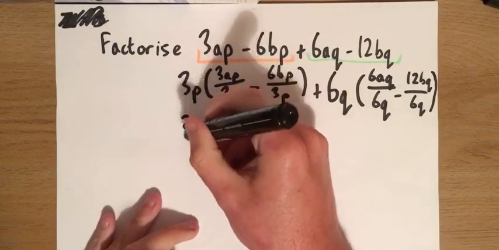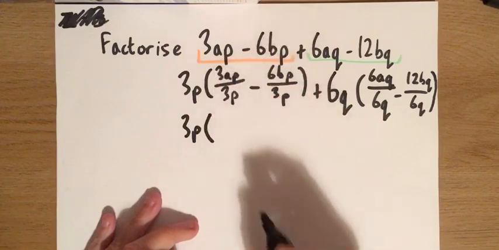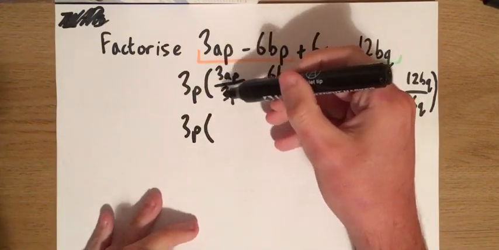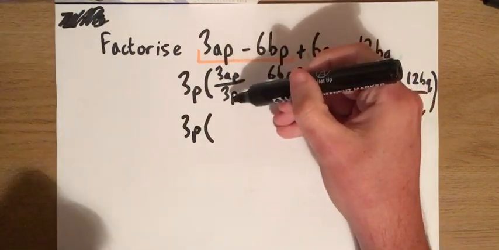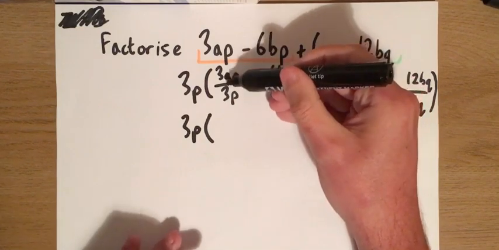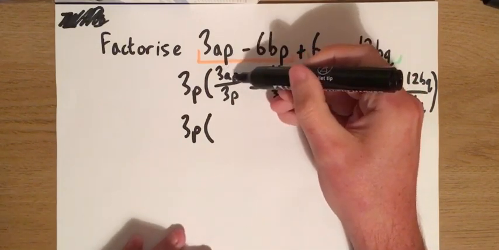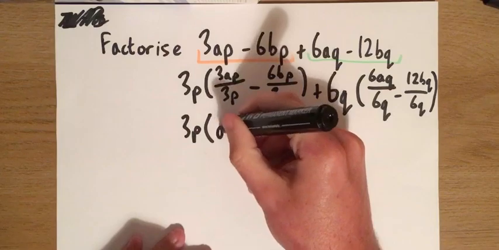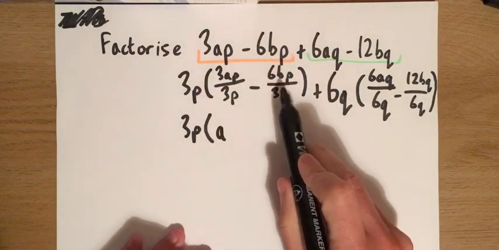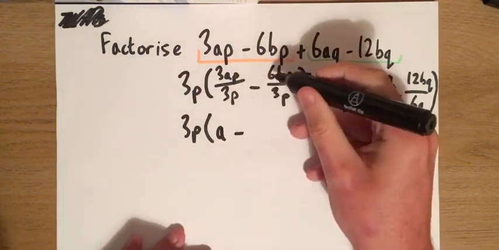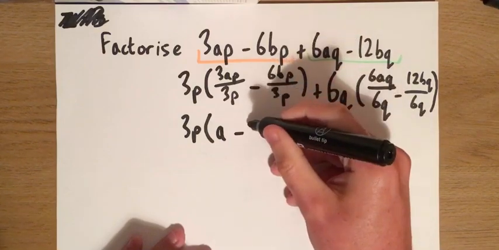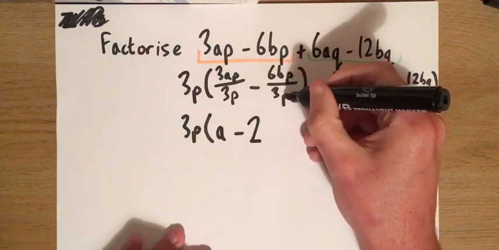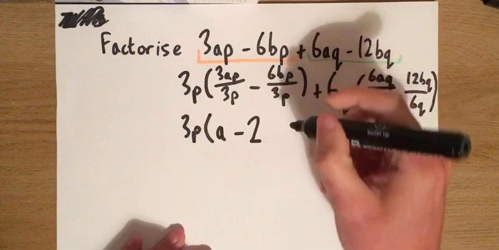So that's equal to 3p bracket. 3 divided by 3 is 1. P divided by p is 1, or it cancels. So you're actually just left with a there. Okay, 3AP divided by 3p is just a. Second bracket then. 6 divided by 3 is 2. P divided by p cancels, so you're just left with b.